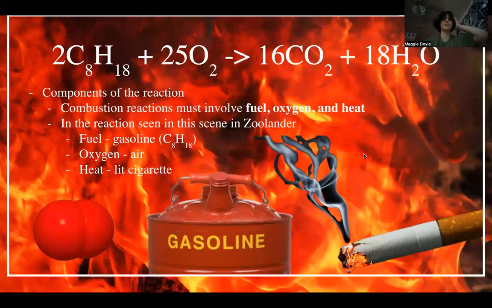So what's going on? This is a classic combustion reaction. You have the main components of a combustion reaction, as we all know: the fuel and oxygen, and it's going to yield mainly carbon dioxide and water. The fuel in this case is gasoline, which is C8H18, and the heat that's igniting the reaction is the lit cigarette that the guy lights.